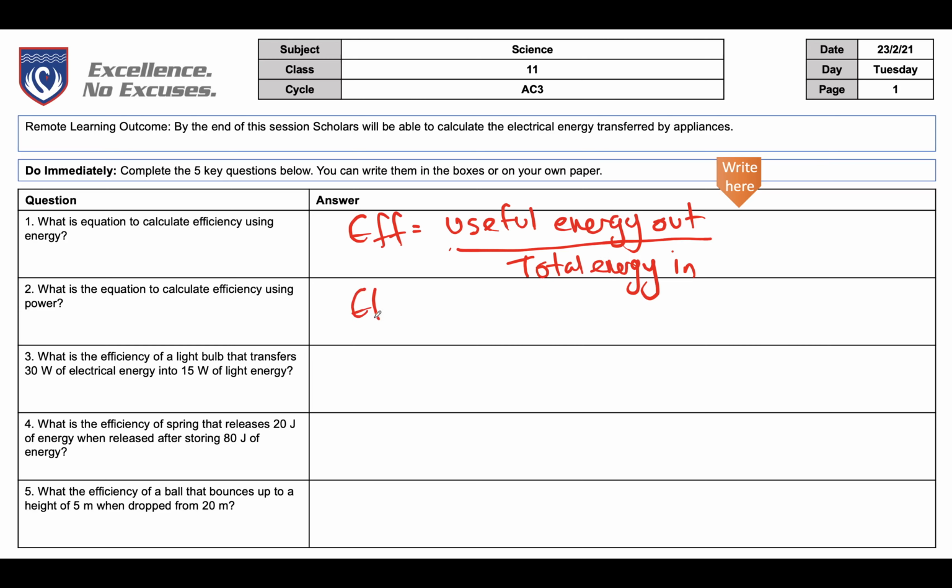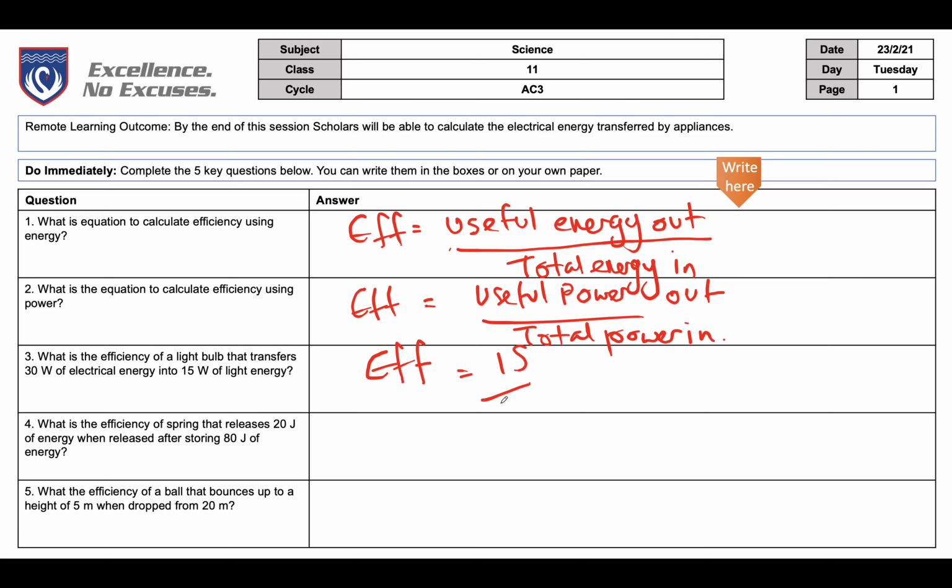If you're doing power, it's your useful power out, very similar, divided by total power in. The efficiency of a light bulb that transfers 30 watts of electrical energy into 15 watts of light energy, we'll do 15 over 30, that's going to give us 0.5.